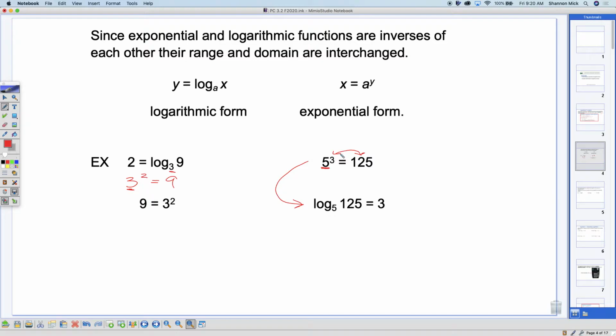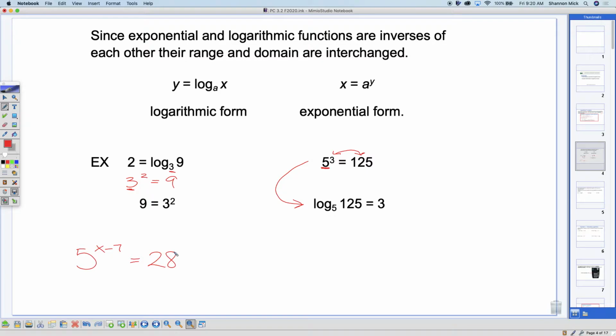You need to be able to switch back and forth because the whole point of the inverses is to allow us to solve for things we can't get at. So if I had an equation like 5 to the x minus 7 equals 28, I can't get 28 to the power of 5, can I? If I could use my one-to-one property, I'd be all good. So I would have to use logarithms to do that.